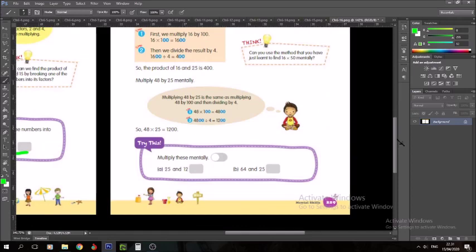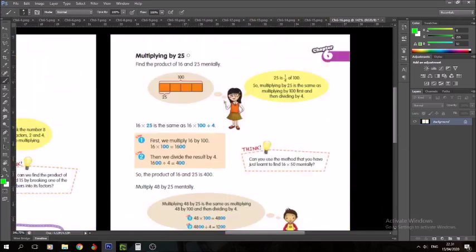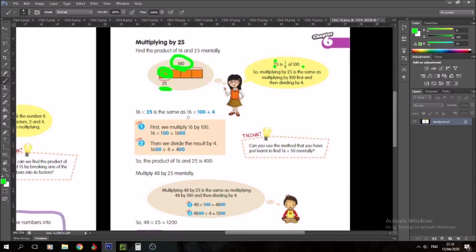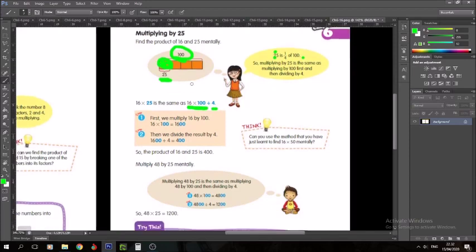Next to page 229, multiplying by 25. Remember that 25 is a quarter of 100. So that means 4 times 25 is 100. So 2 times 25 is 50. If you remember 25 is 1/4 of 100, you can multiply the number with 100 first and then divide it by 4, because 25 is 1/4 of 100. So it's easier to multiply with 100. In this case, 16. 16 times 100 is 1600. Divided by 4. 16 divided by 4 is 4.